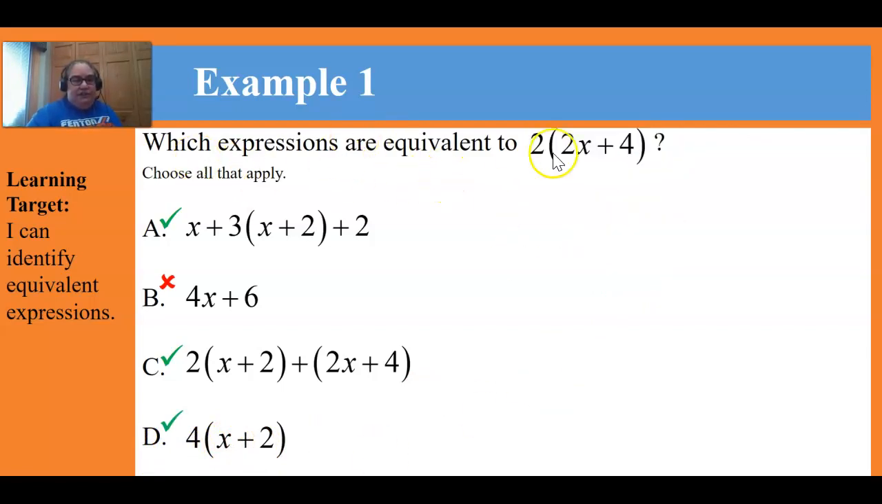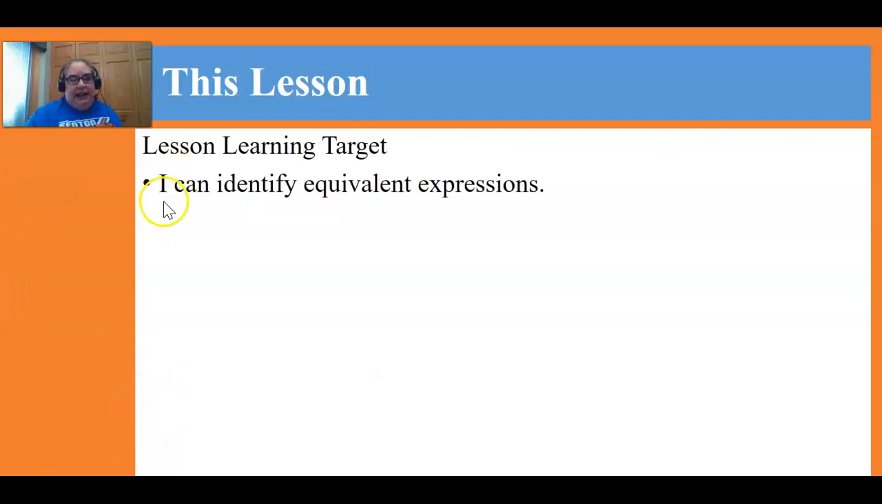So which expressions are equivalent to that expression? The only way I can answer that is by simplifying everything and then comparing those simplified answers, and my answer was A, C, and D. So that is just one strategy that I would use when you are asked to identify equivalent expressions.